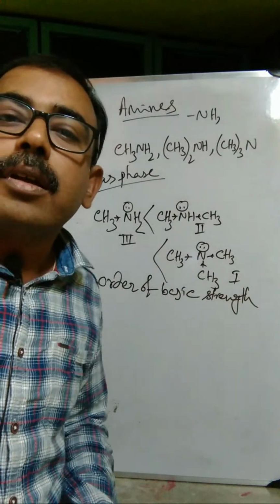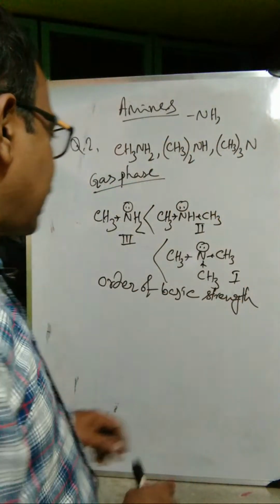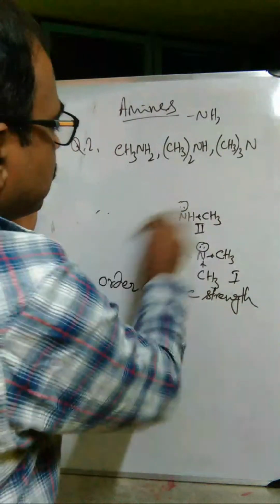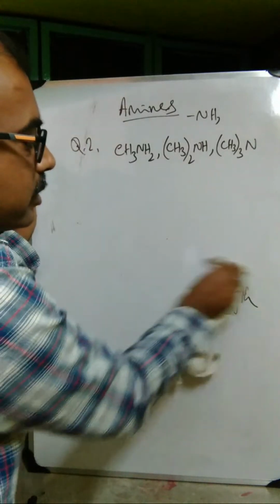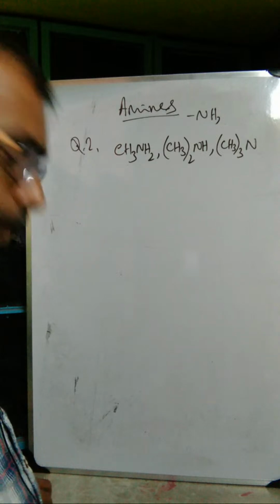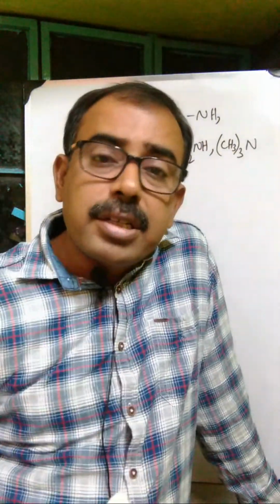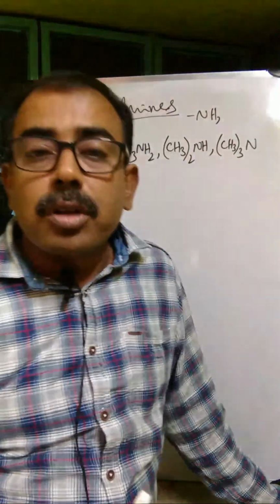Okay, so now let us consider the order of basic strength of these compounds in aqueous solution. What happens in aqueous solution? Listen carefully. In aqueous solution, the basic strength of a nitrogenous base depends not only upon their tendency to donate lone pair electrons to others, but also depends upon the stability of the cation so formed by uptake of a proton from water molecules.